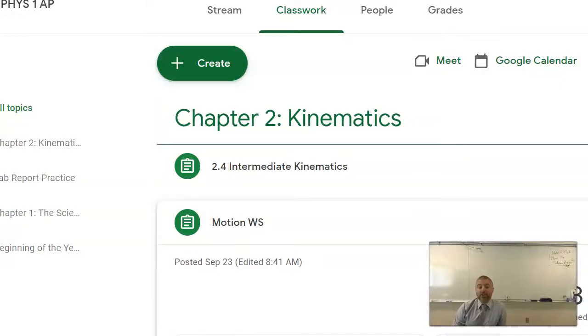All right, guys. So this video is meant to help with, right now, I think it's number 11 on the motion worksheet, but potentially if you see this in the future, it's a problem in which an object is thrown up into the air, and we are trying to figure out things like what's the max height that it goes to and what's the total time.